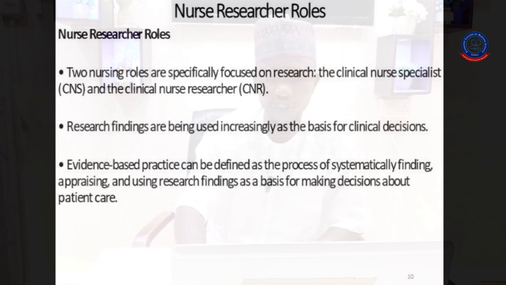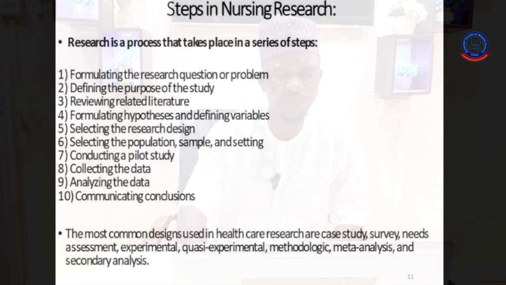There are steps in nursing research. Research is a process that takes place in a series of steps. So the 10 steps are as follows: formulating the research question or problem, defining the purpose of the study, reviewing related literature, formulating hypotheses and defining variables, selecting the research design, selecting the population, sample and setting, conducting a pilot study, collecting the data, analyzing the data, and communicating the conclusion. So I'll take them one after the other. These are the 10 steps in a research process.